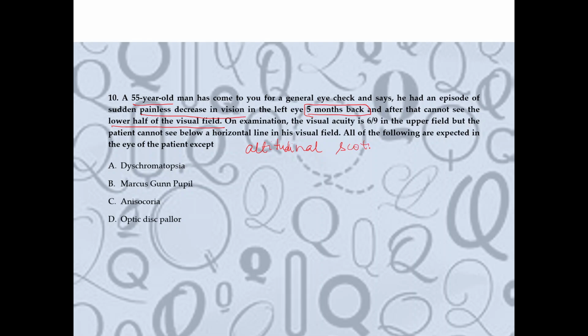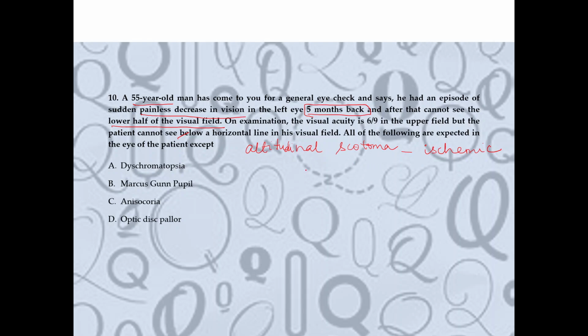So where do you get altitudinal scotoma? In ischemic. So we are dealing with an ischemic optic neuropathy that has affected the left eye 5 months back. On examination right now you can see that the visual acuity is 6/9 in the upper field, but the patient cannot see below a horizontal line in his field. So we are dealing with an old ischemic optic neuropathy.